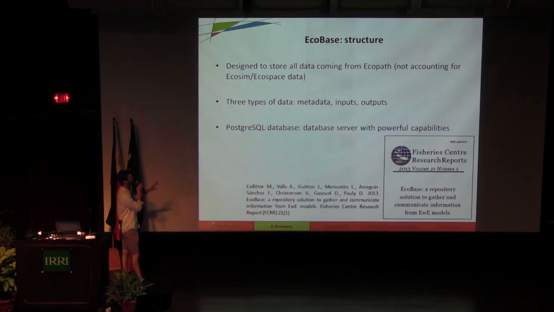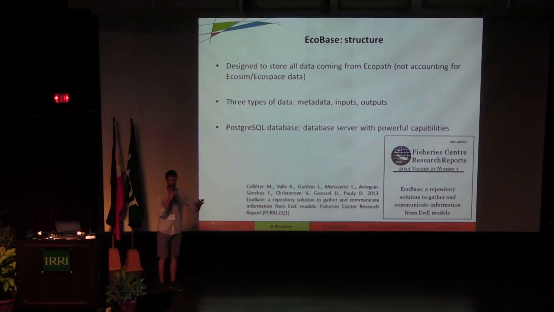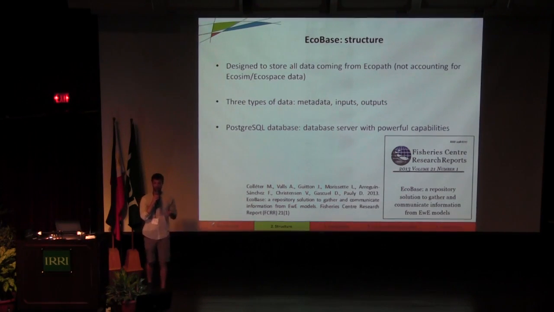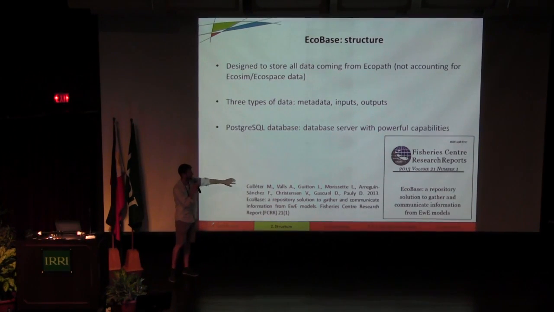We gather three types of data. The metadata, which for me are notably the most critical data when you want to do meta-analysis. Metadata are all the data surrounding the model; I will come back to this later. Then the inputs and the outputs of the model. And we constructed a PostgreSQL database, which is a bit complicated, but basically it means we have an online database server with very powerful capabilities to share information with a whole bunch of users. If you want to find all the details on this, it's published in the Fisheries Centre Research Reports.